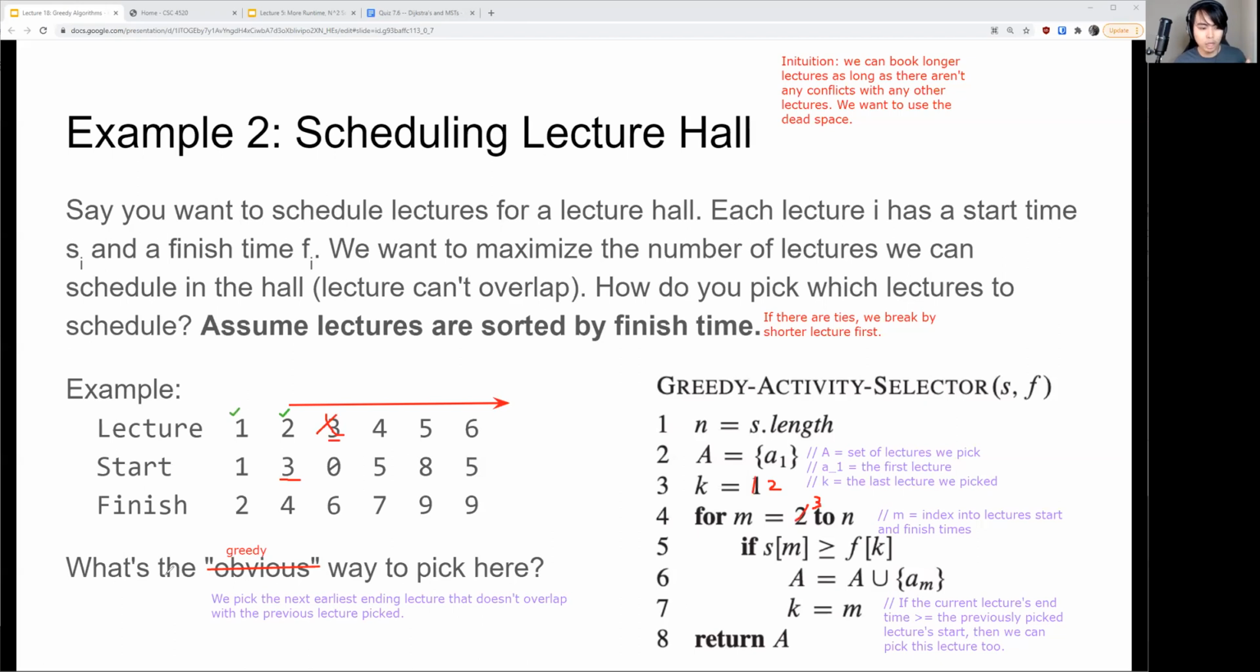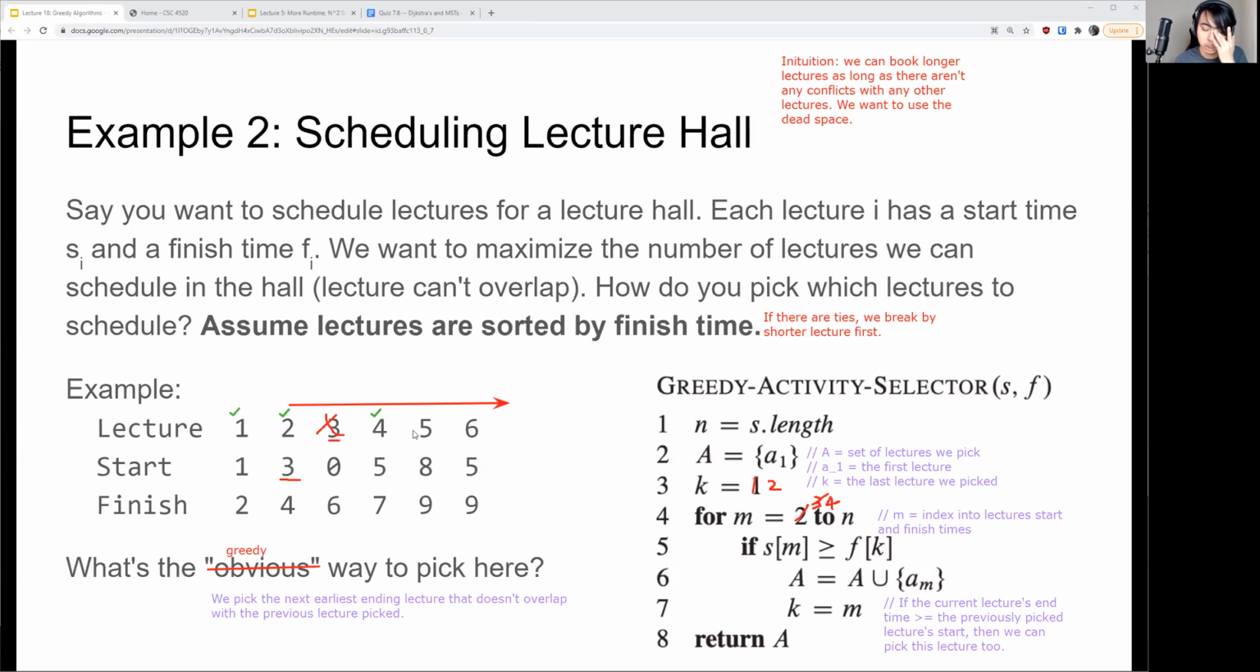We go ahead, we do the same logic again. We check to see now that M is equal to 4, right? If M is equal to 4, then we check to see if the fourth lecture has a start time that's greater than or equal to the end time of the previous lecture that we picked. Right now, K is still equal to 2, so we're looking at lecture 2's end time and comparing it with the start time of lecture 4. And it's good. So we go ahead and pick that. We move on. Now M is going to be equal to 5. We do the same check, 5 against 4 now, because lecture 4 was the last lecture we picked.